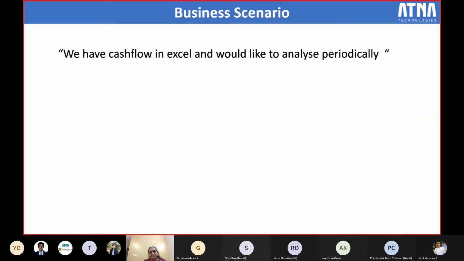So now we're going to take a scenario, possibly this is very specific to finance. More often than not, how many ERPs do we have? We could have multiple ERPs when we are running multiple organizations and company groups, but our cash flow is always in Excel most of the time, right?